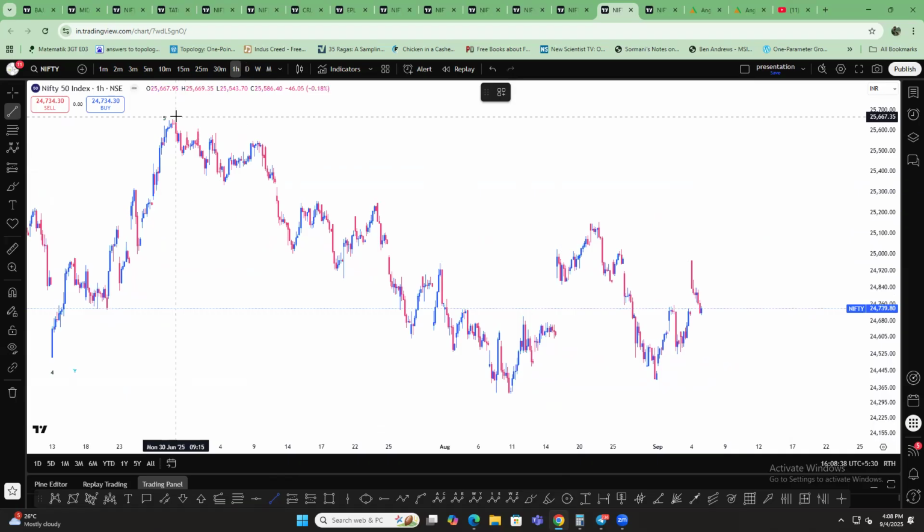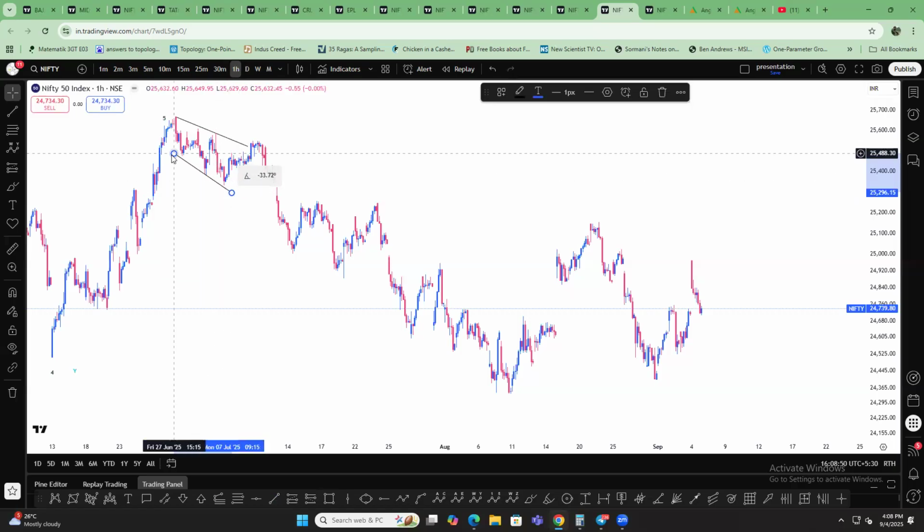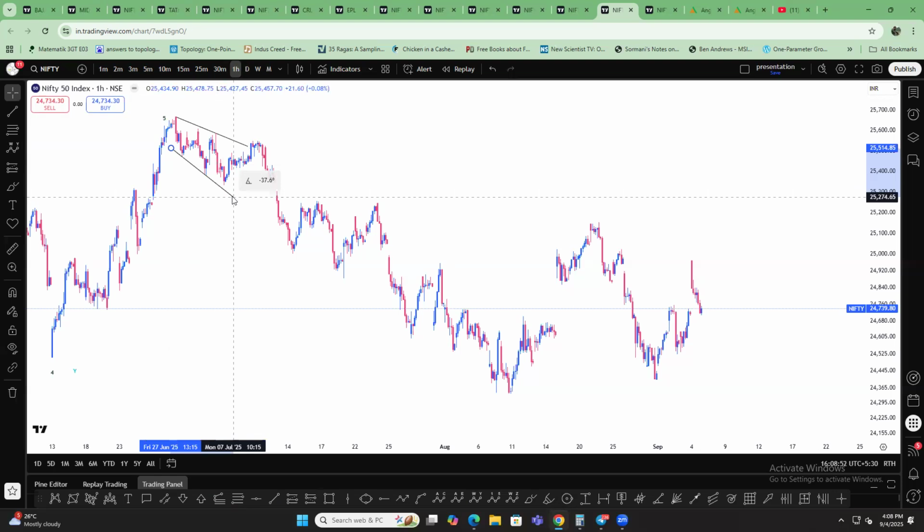So see, here is a leading diagonal structure again. There is a rare leading diagonal structure. This is an expanding diagonal, a very uncommon structure. Right? So this is 1, 2, 3, 4, 5. Right? So we'll mark it as 1, 2, 3, 4, and 5 to complete wave A. Okay.